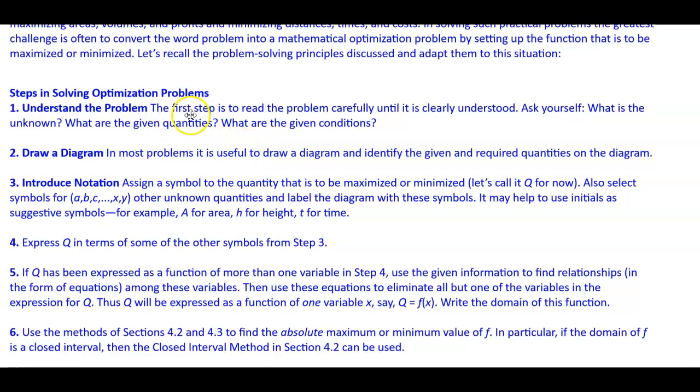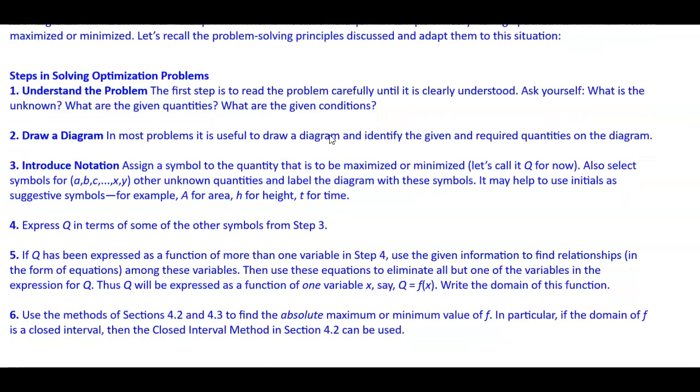Steps in solving optimization problems. Number 1, understand the problem. The first step is to read the problem carefully until it is clearly understood. Ask yourself, what is the unknown? What are the given quantities? And what are the given conditions? Number 2, draw a diagram. In most problems, it is useful to draw a diagram and identify the given and required quantities on the diagram.